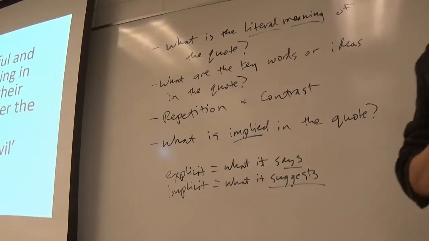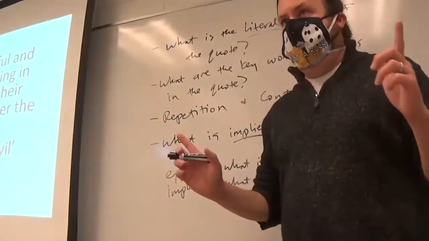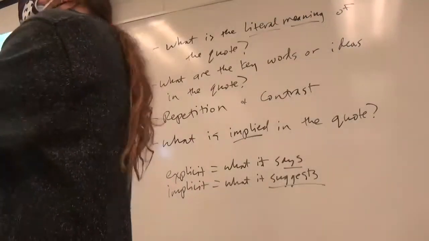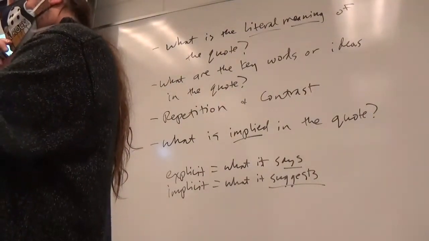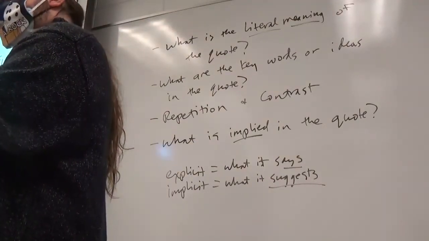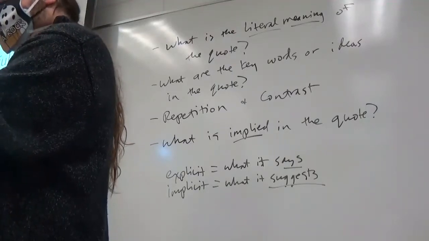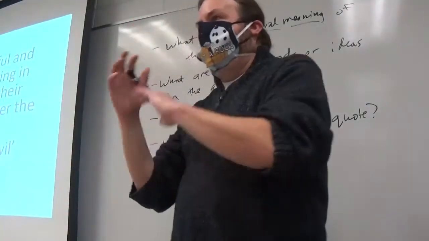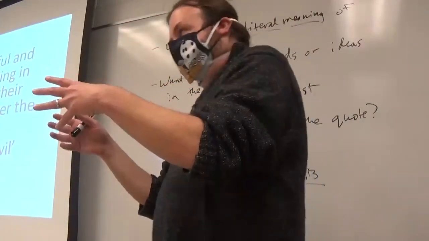Okay, so let's just check in here and see how you guys are doing. So in terms of the literal meaning of the quote, what did you guys come up with? What does this mean? Both the powerful and the stupid use confirmation bias. That's pretty much what they say. Okay, but also that they see their views as the facts. Okay, that they can't separate their views from what the facts are. Right. Okay. All right, good.